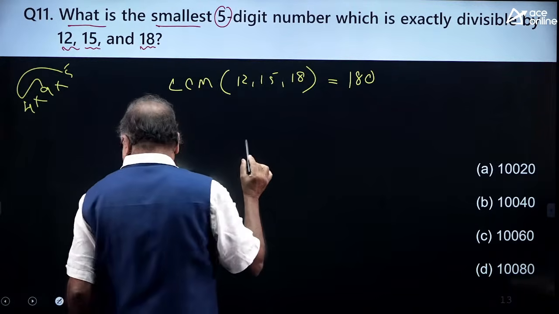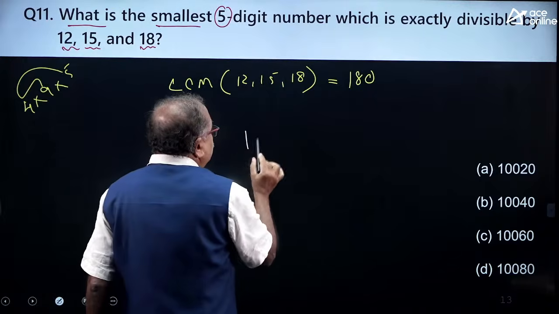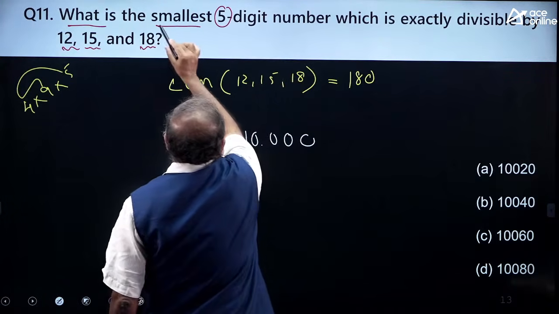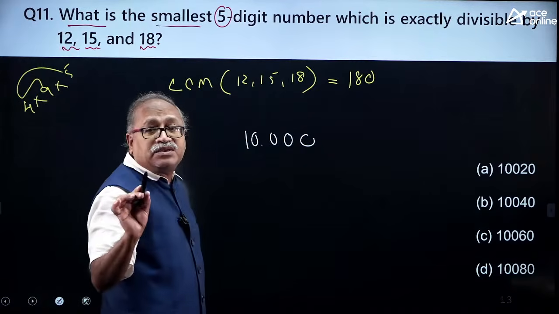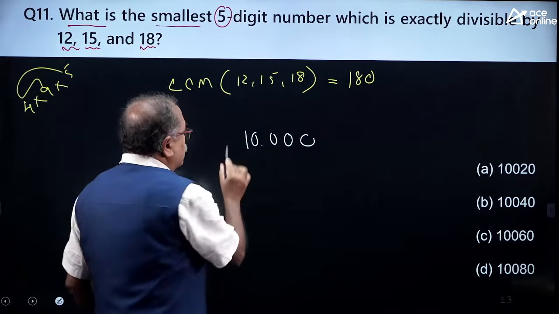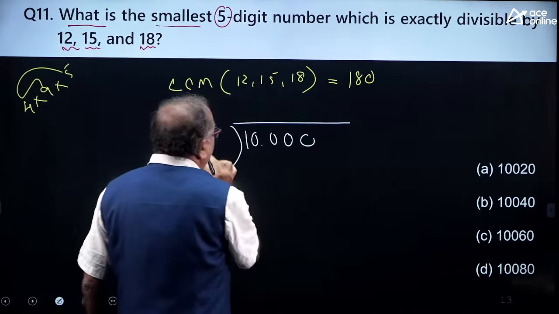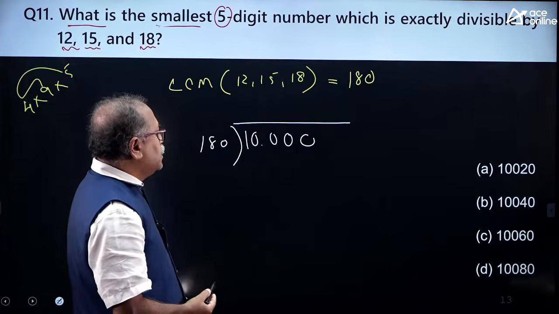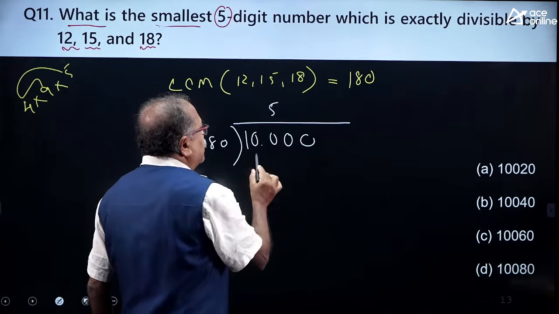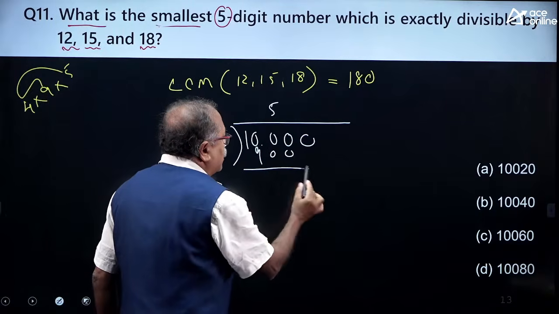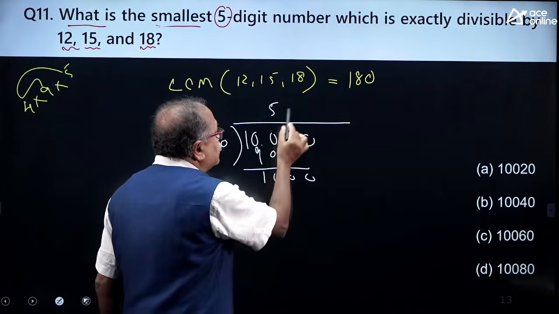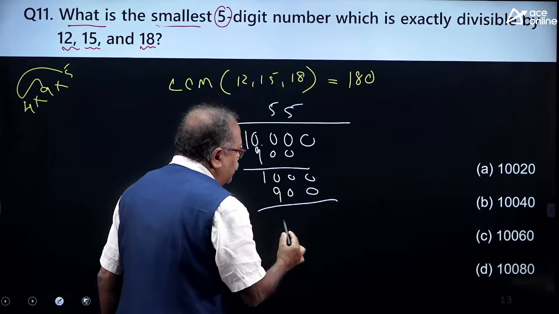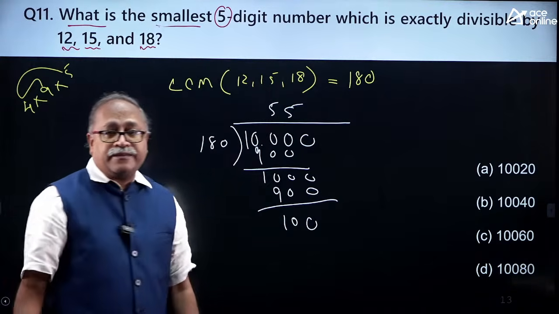So, I will take the smallest 5-digit number, I am extremely sorry, the smallest 5-digit number, which is 10,000. Now, I will divide this by 180. I see how many times it goes. 18 times 5 is 90, so 900. I got 100 as a remainder.